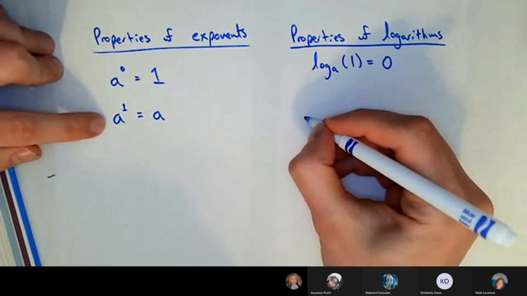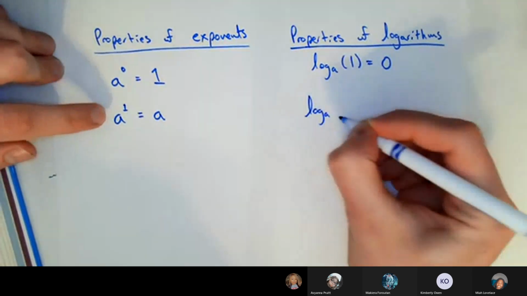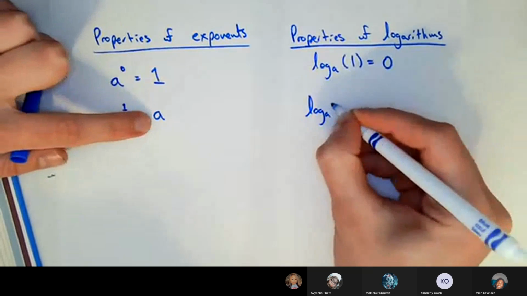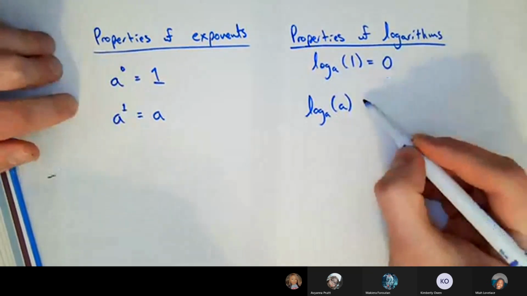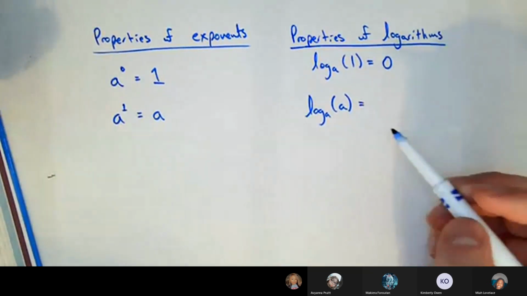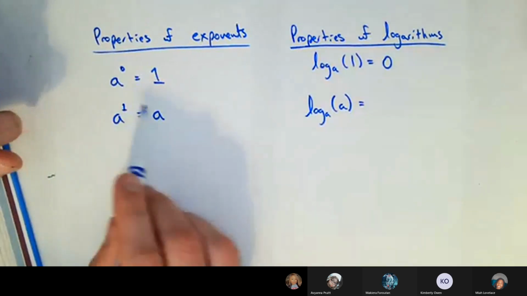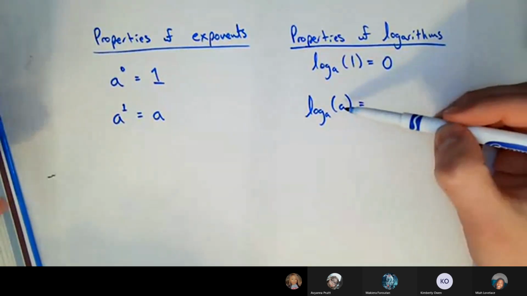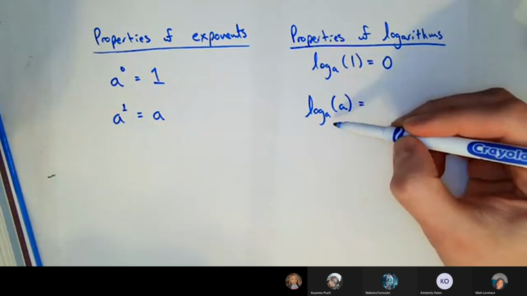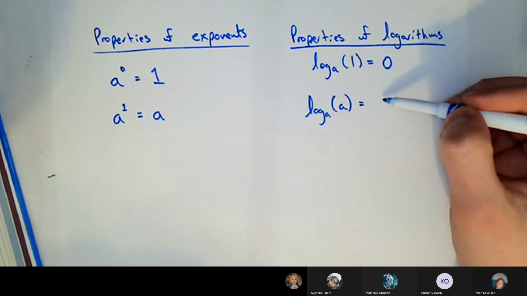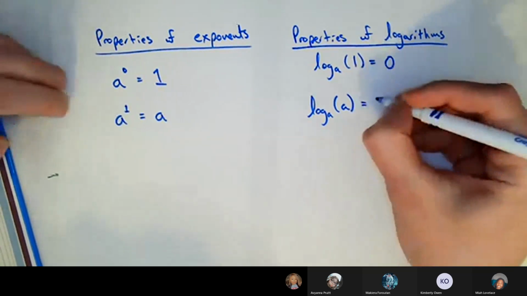Over here, there's an analogous rule. It says log base A of A is equal to what? It's going to be 1 based off of what this says, but think about what the question is asking too. A raised to what power gives A? Of course, it's got to be 1.